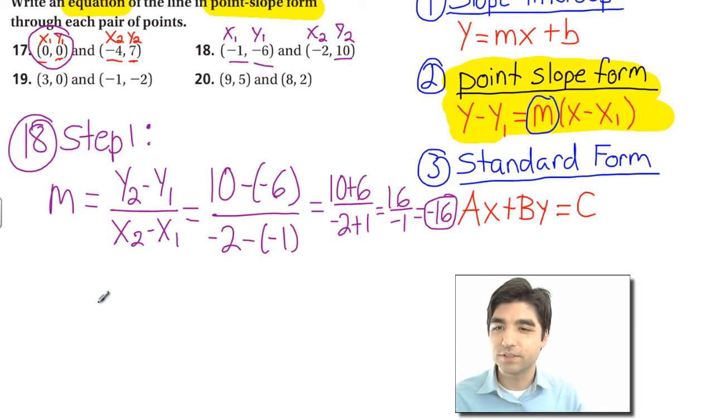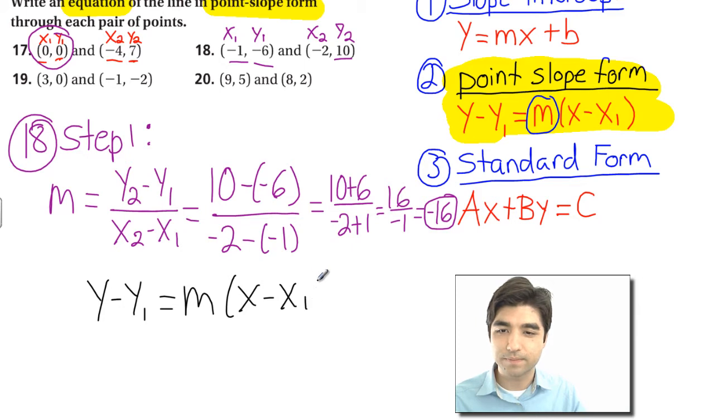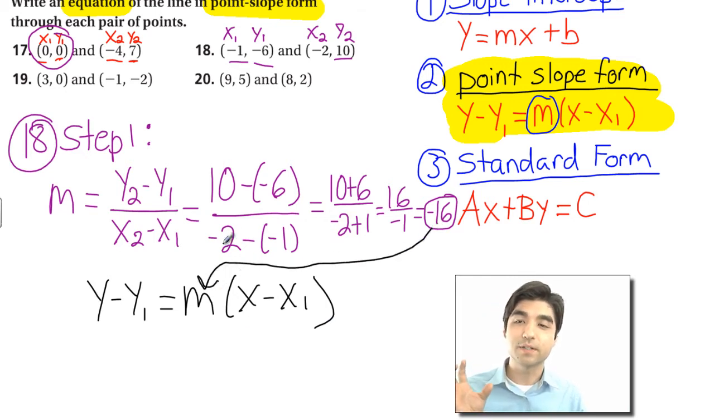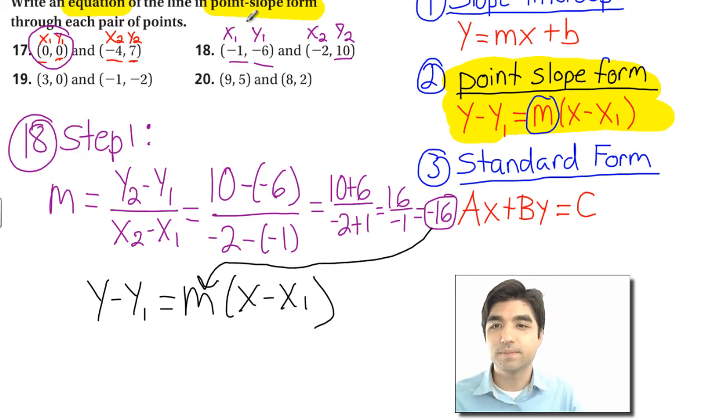Okay, so we got -16. Step 2 is you create your general equation for the point slope form. So it's y minus y1 equals your slope times x minus x1. Then you take your slope and put it into this equation, and you take one of the coordinates. You can pick the first one or the second one, it doesn't matter. I'm just going to pick the first one.